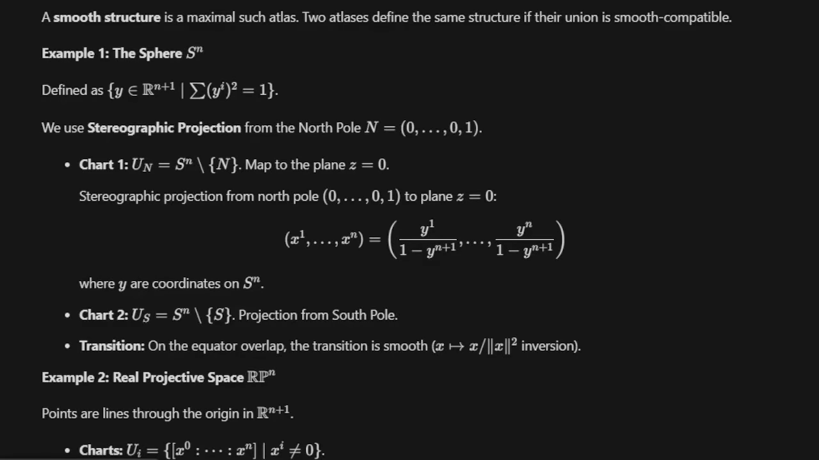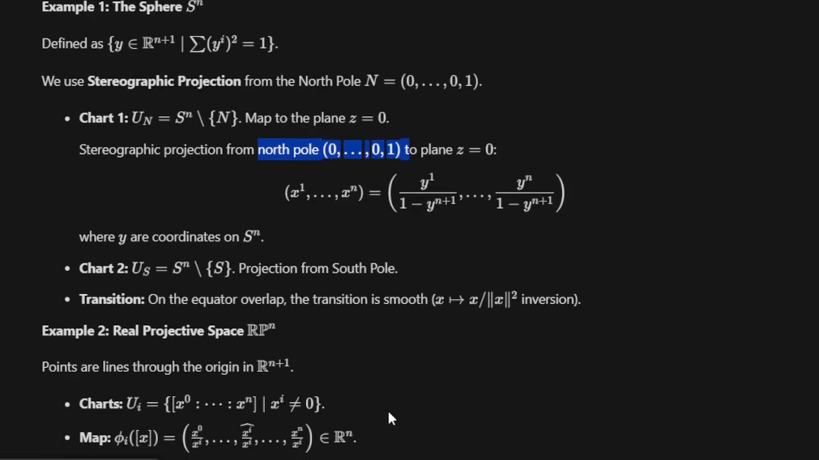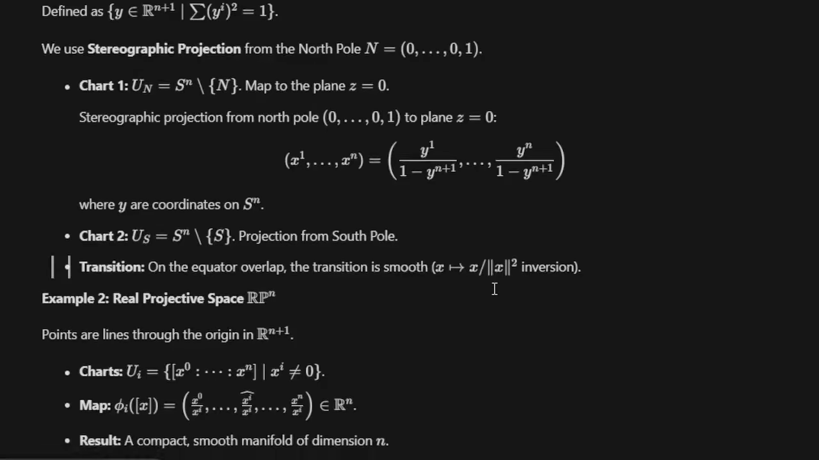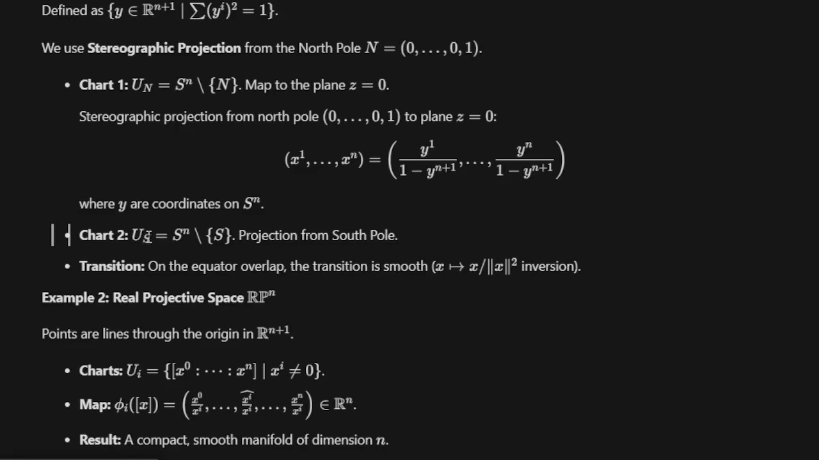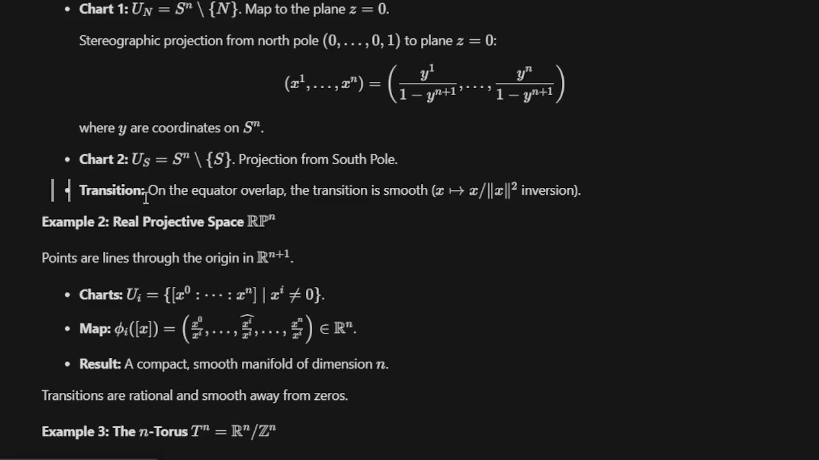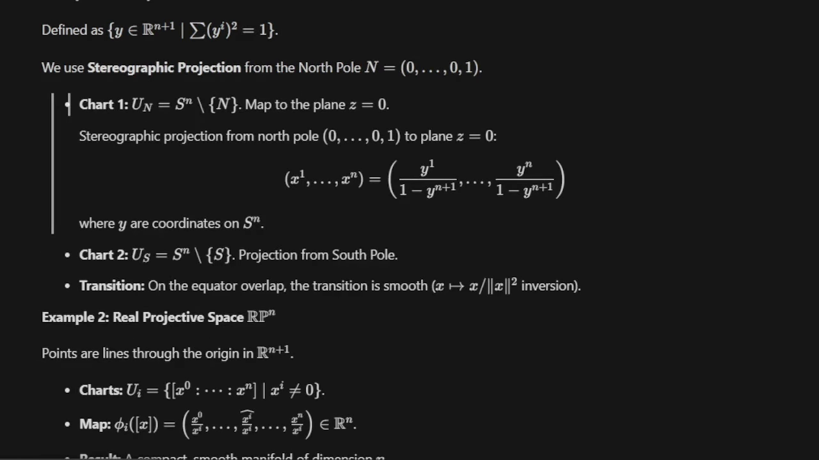You can think of the example of a sphere. You can cover the sphere with 2 charts using stereographic projection. We can go to the North Pole and essentially shine a light down from the North Pole onto the plane z equals 0, where the coordinates are on S^n. This is for any n-dimensional sphere. Then you can take another chart and project it from the South Pole using the same method, and by stereographic projection, you cover the entire sphere.